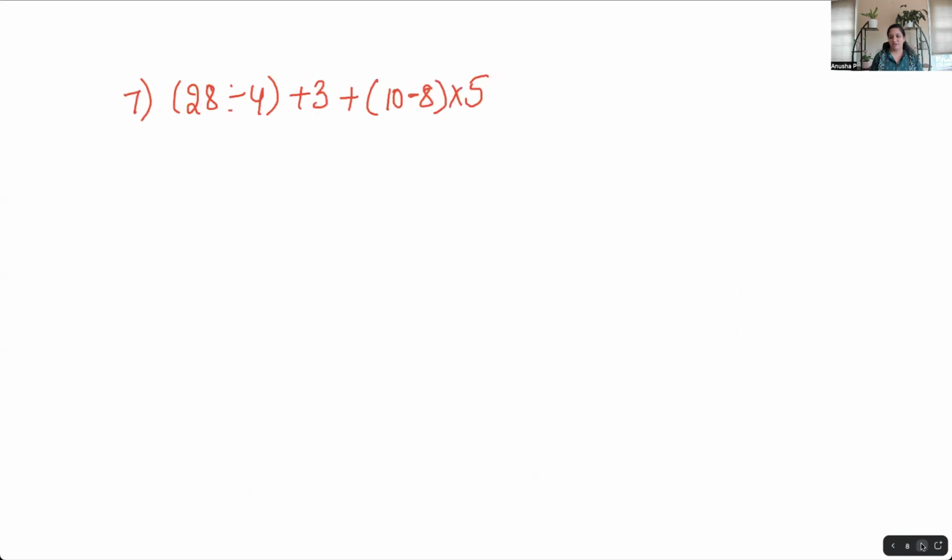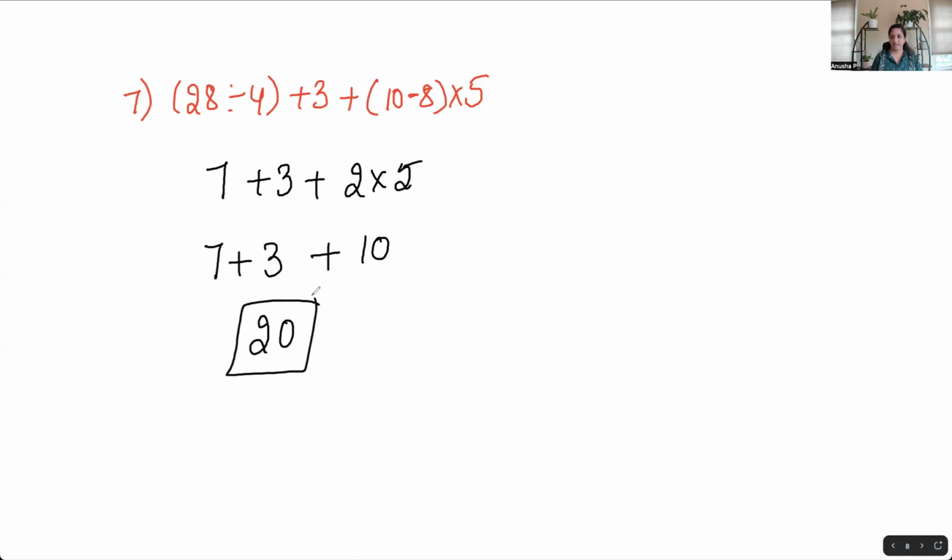Now, let me explain the 7th example. Again, in this, we have two parentheses. First, you will solve the parenthesis. So 28 divided by 4 is 7, plus 3, plus 10 minus 8 is 2 times 5. Again, you have to do multiplication first. So 2 times 5 is 10 and then 7 plus 3. Now we can add. 7 plus 3 is 10. 10 plus 10 is 20. Okay.